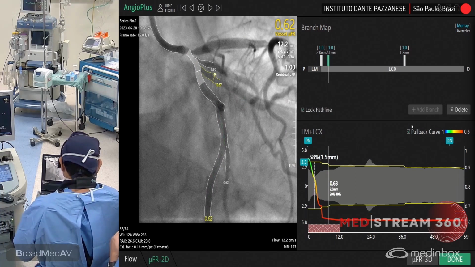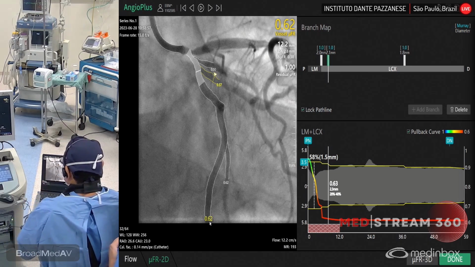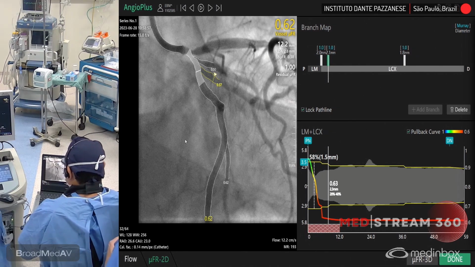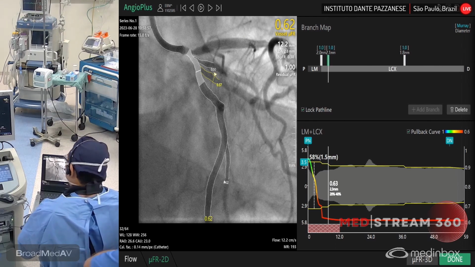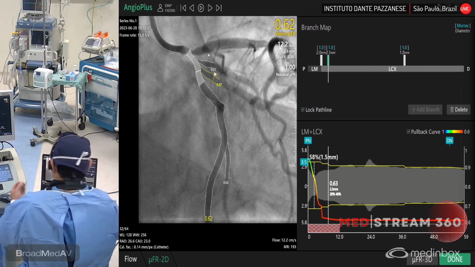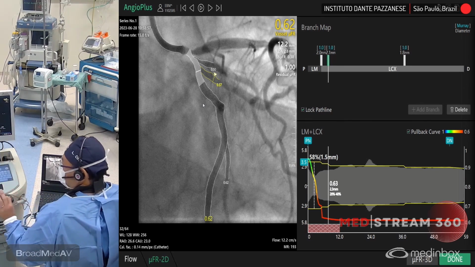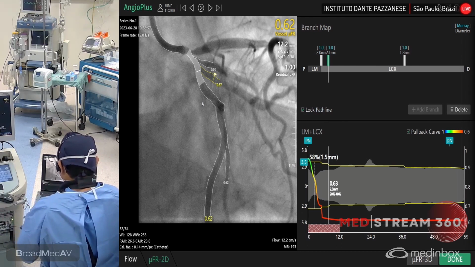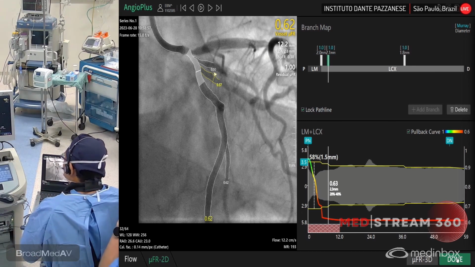Oh, this is adding here, so amazing, another branch. So now what have we done? The FFR at the distal portion went from 0.75 to 0.62, because I added some branches and all the myocardial territory that's at risk.